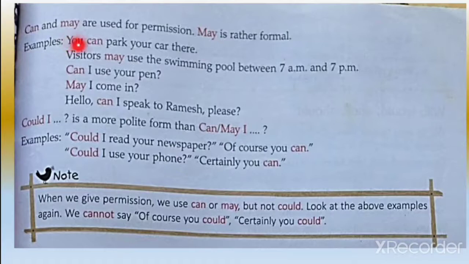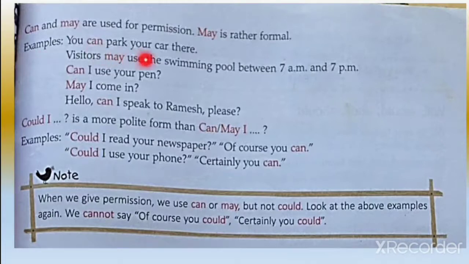But here is another use of can. You have to remember, don't be confused here. Can was only used for ability or know how to do something. But here, can and may, both you can use for permission also. May is rather formal. May is more polite than can. Now look at the example.